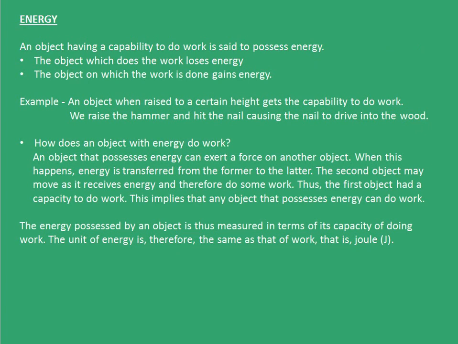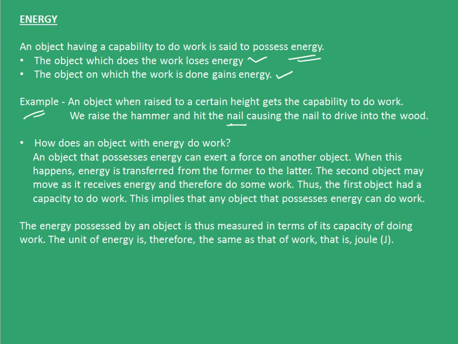An object having a capability to do work is said to possess energy. The object which does the work loses energy, and the object which the work is done on gains the energy. For example, an object when raised to a certain height gets the capability to do work. We raise the hammer and hit the nail, causing the nail to drive into the wood. As we raise the hammer, it gains the capability to do work, which is transformed into the nail, which makes it go into the wood.